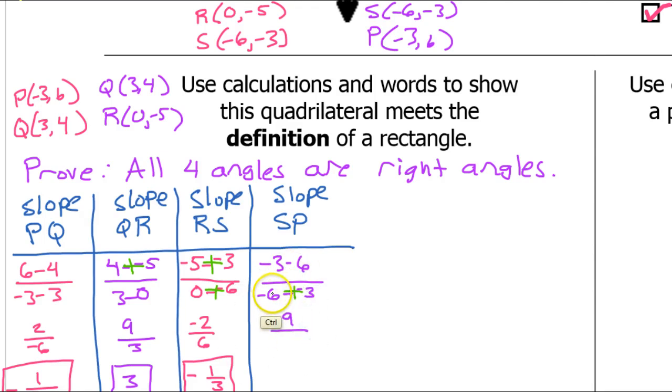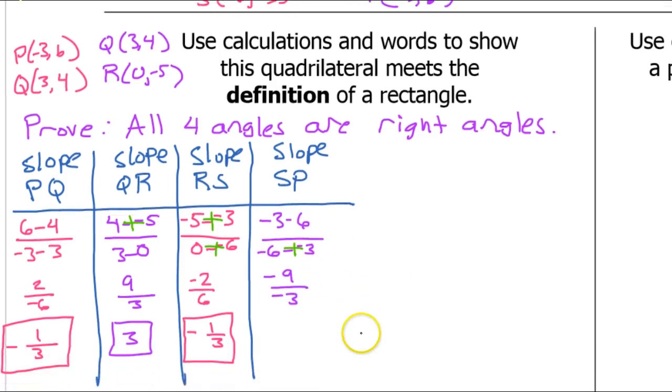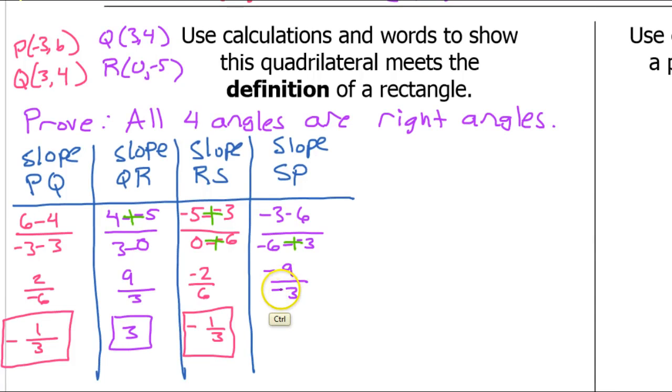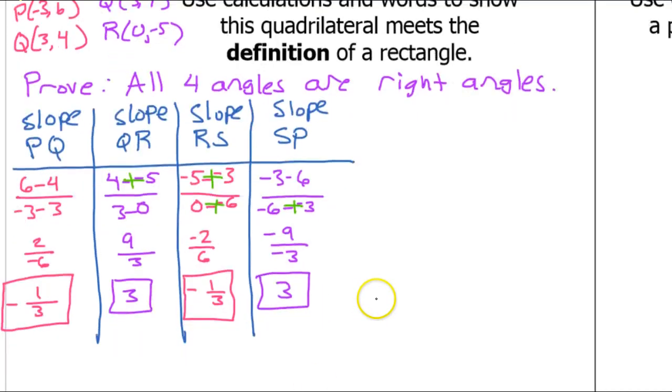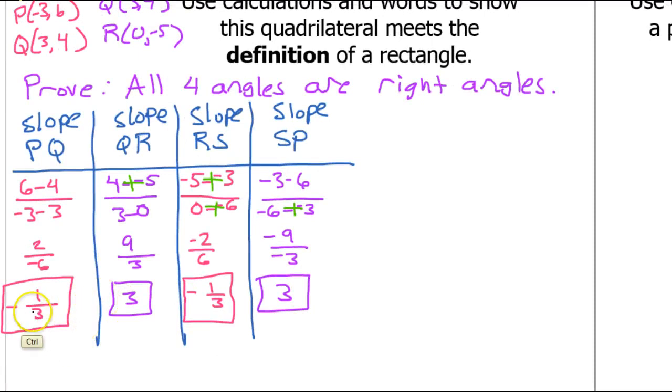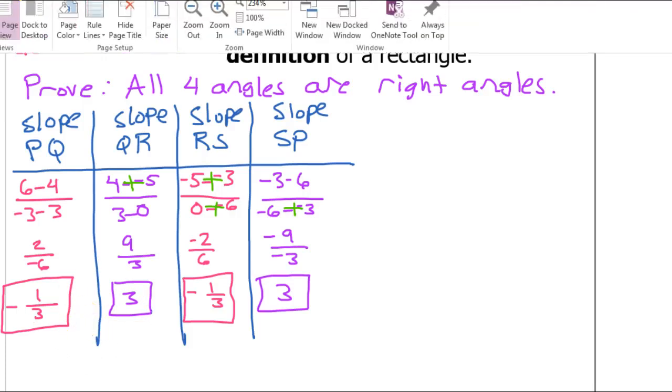Okay, and negative 6 plus 3 is going to be negative 3. A negative divided by a negative is a positive, and 9 divided by 3 is 3. So this will be positive 3. So, notice that each of the consecutive sides have slopes that are opposite and reciprocal. So just look at these one by one.